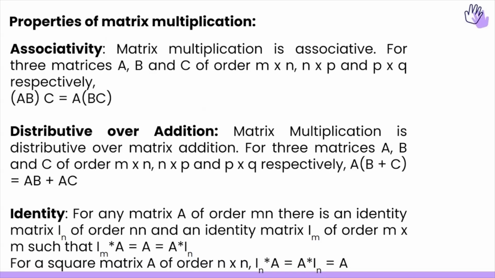And coming to the identity matrix, for any matrix A of order M by N, there's an identity matrix In of order N by N, and an identity matrix Im of order M cross M, such that Im multiplied by A will be equal to A multiplied by In, which equals A. That means take any matrix A, and you want to find a matrix such that if you multiply it with A, you get A. That is nothing but the identity matrix. If you take a number 2, with what should you multiply 2 so that you get the same 2? It's 1, right? So 1 is an identity. Similarly, the identity matrix also exists.